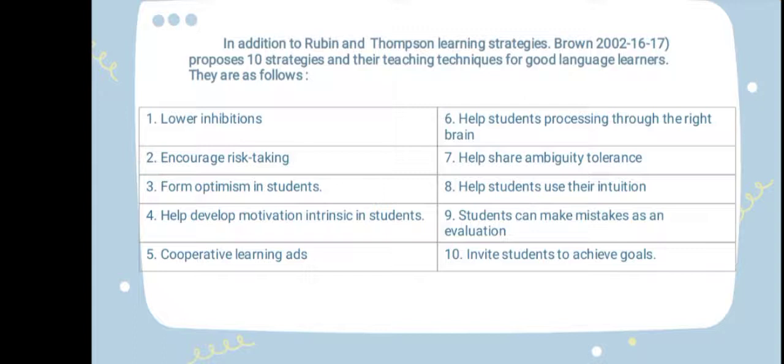And then number 9, students can make mistakes as an evaluation. The technique is students identify their errors, ask them to correct each other. And then the last is invite students to achieve goals. The technique is to give target directions to go beyond and ask them to list what they want to achieve, get them to have their own time commitment to study at home.